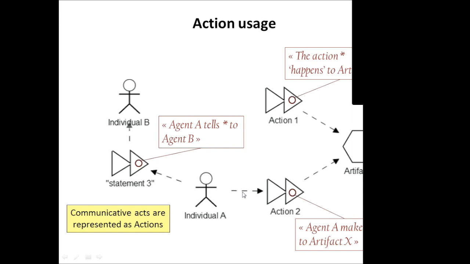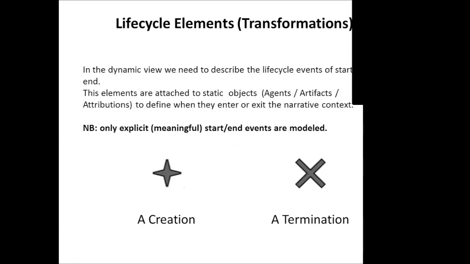Then we have also some kind of special action that are communicative acts, and we represent them just putting the cursor in the label. And this means that agent A is telling something to agent B. So we are almost finished.